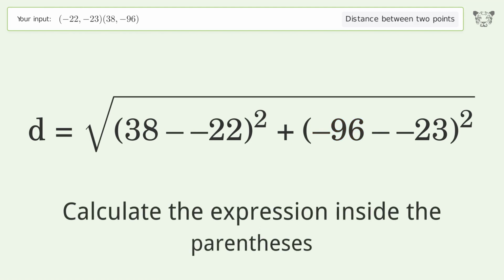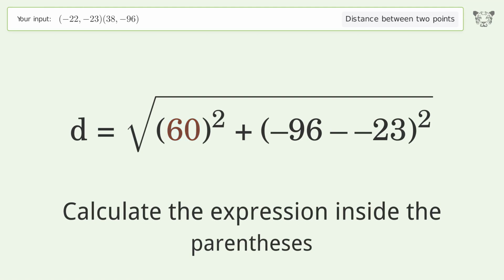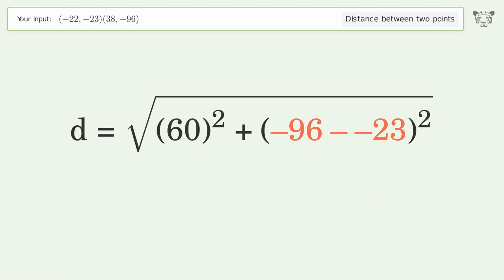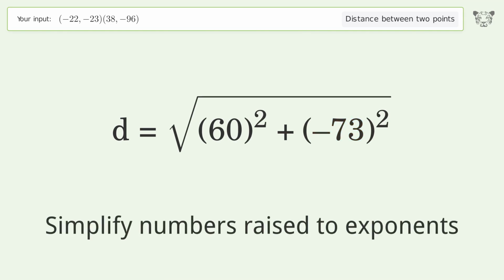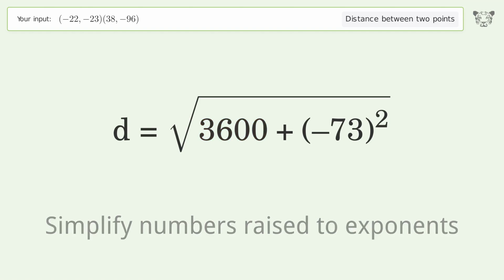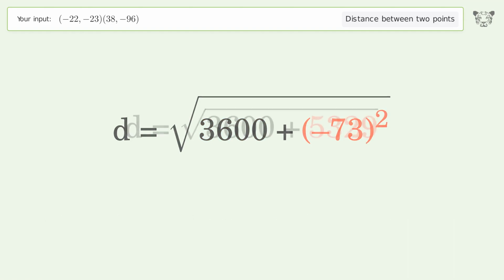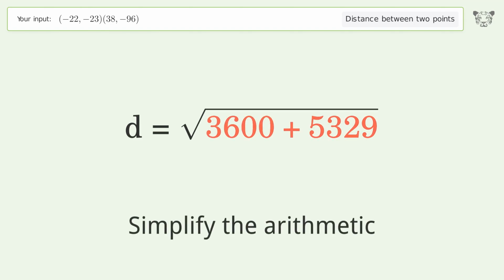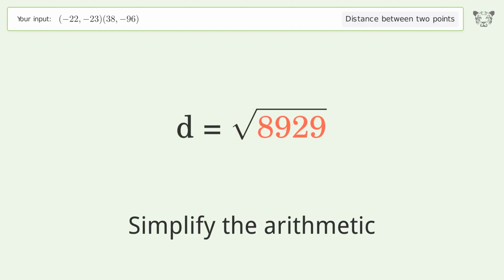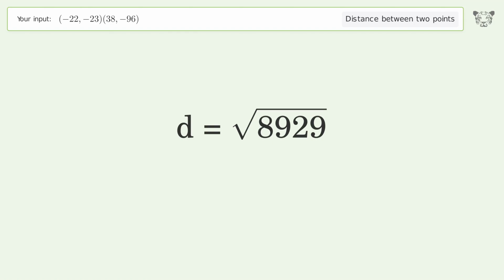Calculate the expression inside the parentheses. Simplify numbers raised to exponents. Simplify the arithmetic. And so the distance between the 2 points is the square root of 8,929, or 94.493.